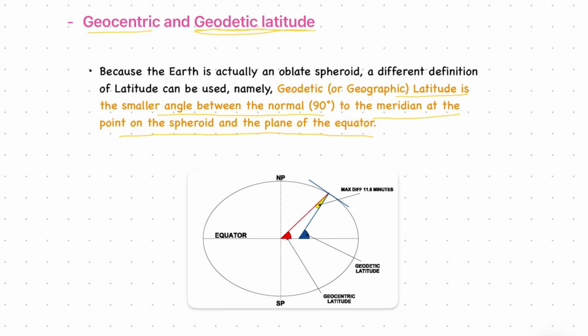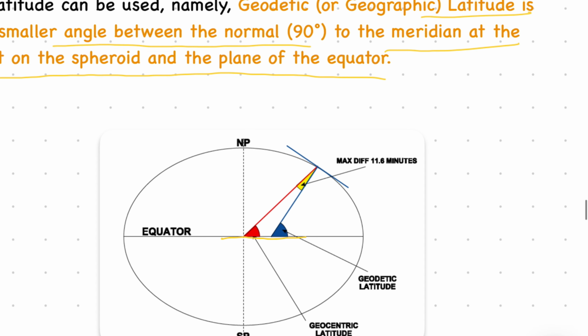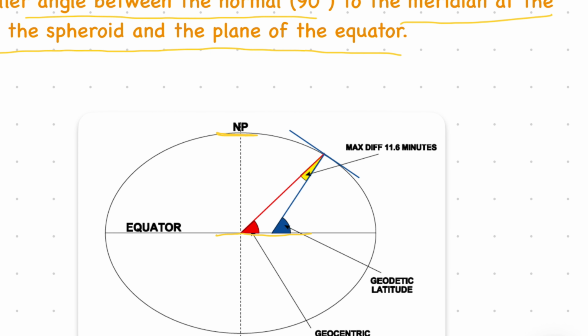Sounds complex, right? But just remember this. The basic difference between geocentric and geodetic latitude is that geocentric latitude is based on considering our Earth a perfect sphere. For geodetic latitude, we consider our Earth an oblate spheroid. The values of these two latitudes are the same at the equator and near the poles, but they will vary at 45 degree north-south latitude. The values are going to come out different.